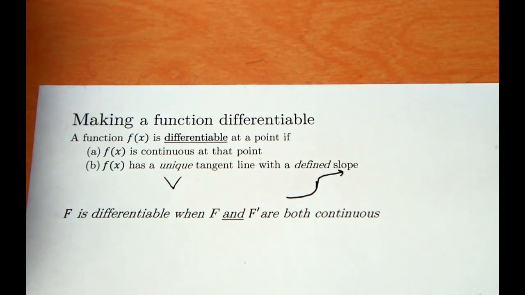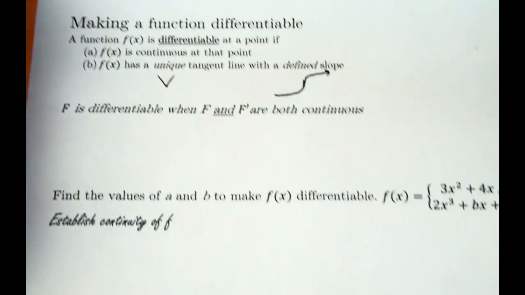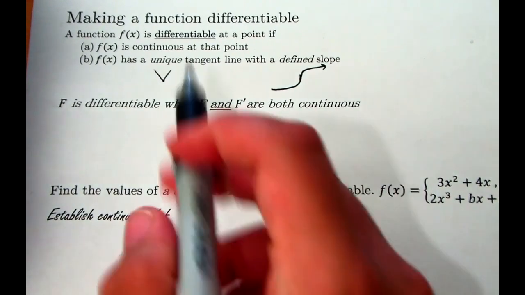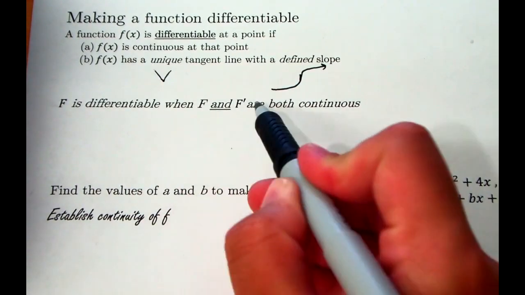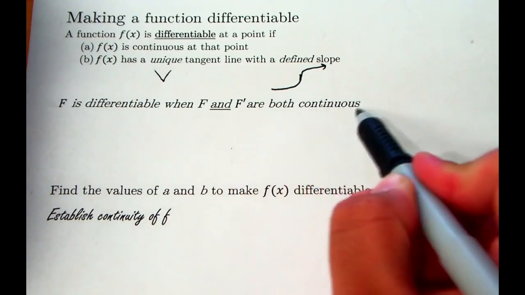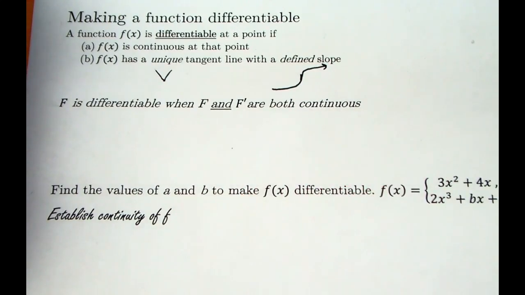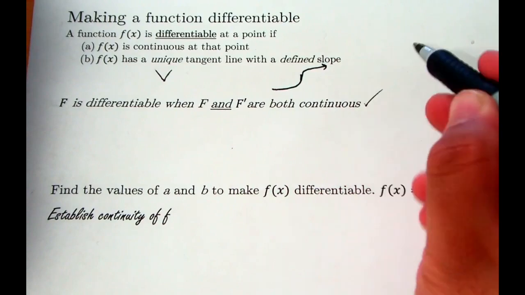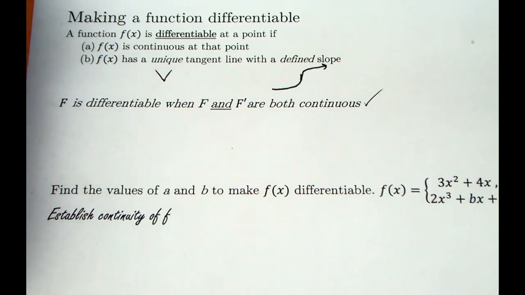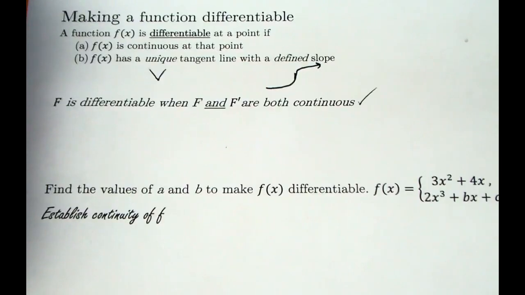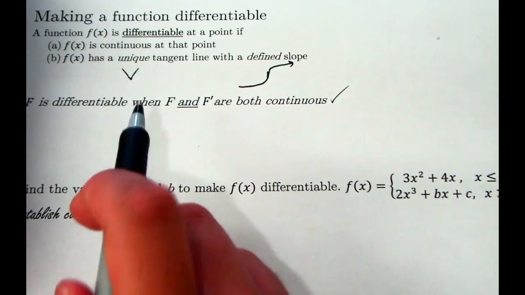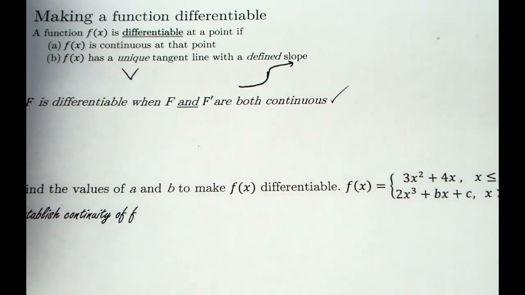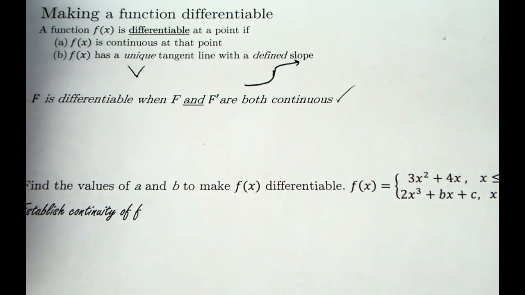So in terms of algebra, what does it look like? Essentially, a function is differentiable when both the original function and the first derivative are both continuous. If you have this criteria met, then essentially you have differentiability, the function and its derivative. So that being said, let's see if we can use this basic fact to figure out how to make a particular function differentiable, so that it's smooth, essentially.